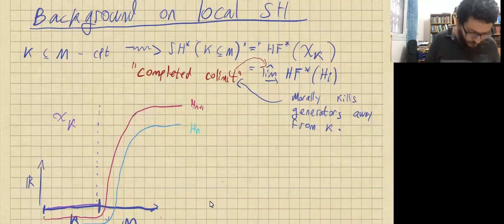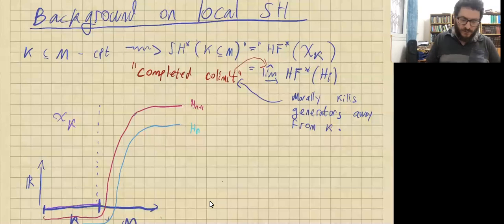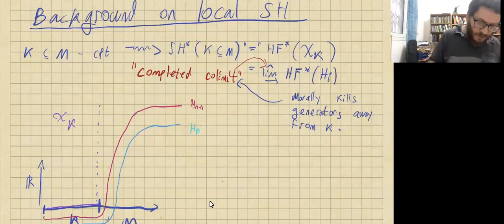And the way this is implemented is by some procedure called the completed colimit, which I will not go into details how this is done. But morally, this kills the generators in the complex which occur away from K. I will explain this a little bit further later, but recall a minute ago, I described the norm. I said the larger the value of the Hamiltonian, the smaller the norm. So since we're looking at something which is infinite outside, that means that it has norm zero. So it somehow gets killed by this completed colimit.